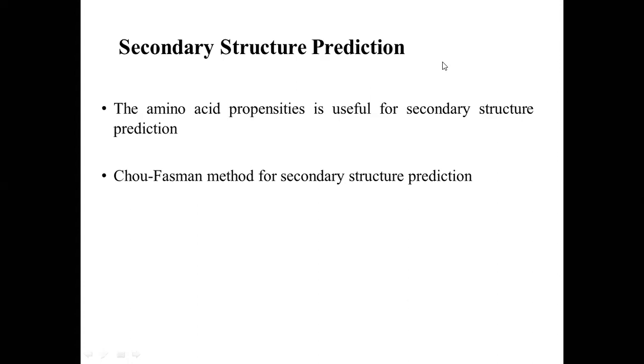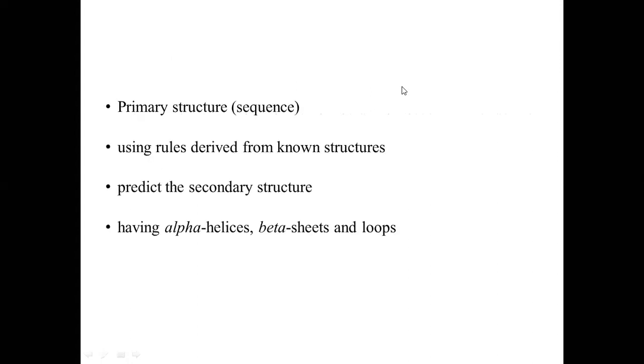Alpha helices, beta pleated sheets, or turns or loops or anything else. What depends on the propensity of that specific amino acid. I hope you will get the point. After that, we will move to the next one.